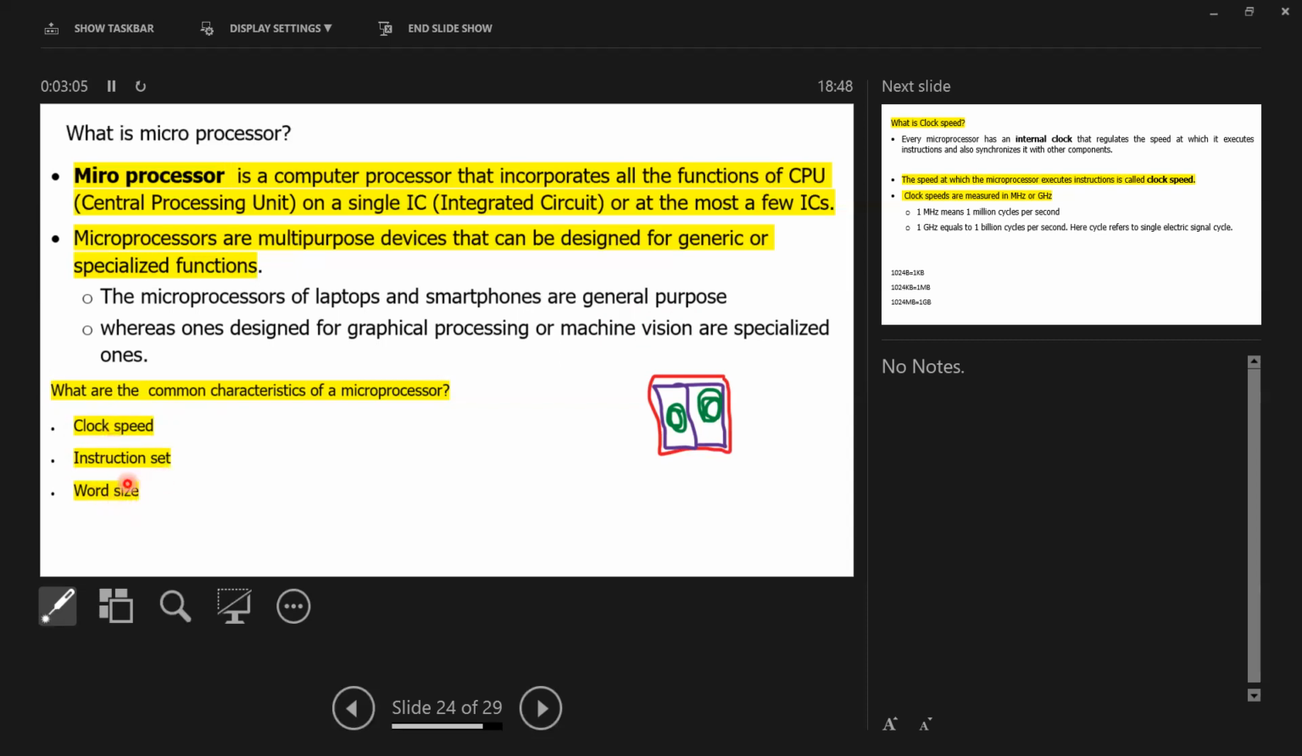Then word size. Word means the length of the execution process. So we are counting the number of words, the length of the process.